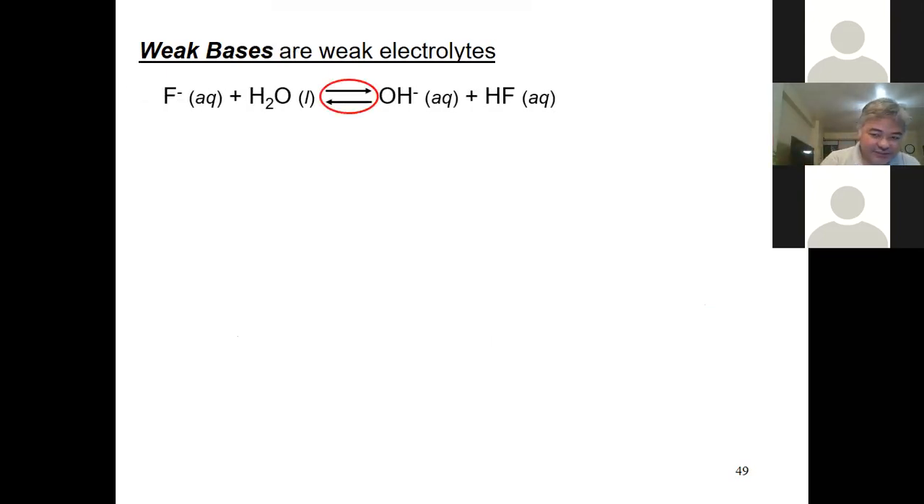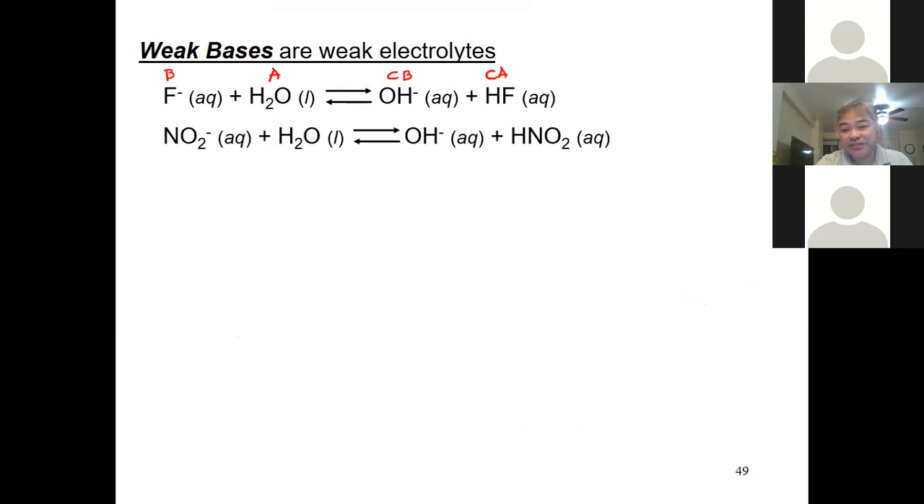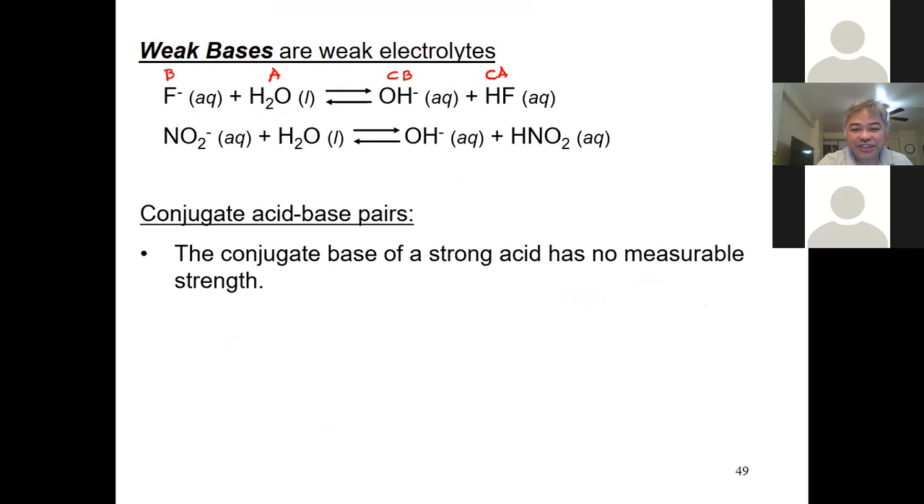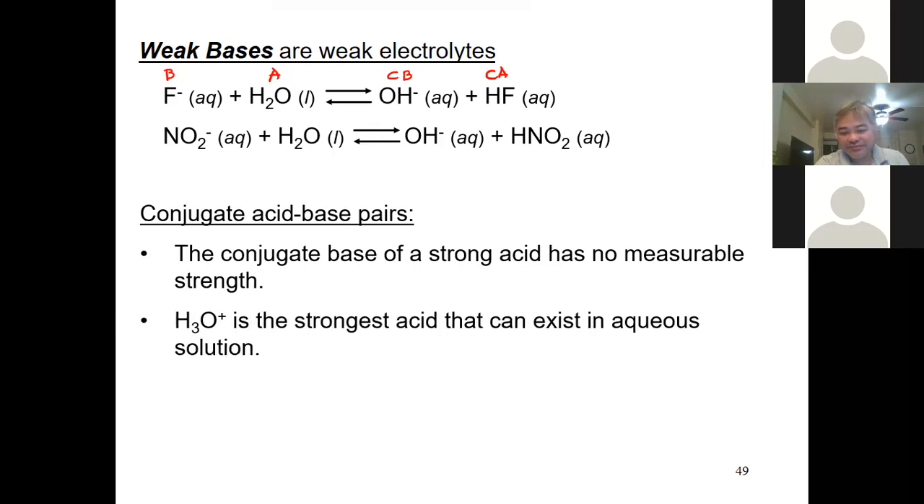So you can identify here which is the acid between the two. So this is the acid, this is the base. So this is the conjugate base, and this is the conjugate acid. Baka may tanong kayong ganun eh. Okay? So the thing that you can remember in the conjugate acid-base pair, the conjugate base of a strong acid has no measurable strength. So kapag one direction ka lang, yung conjugate base mo, wala. Mahina. And H3O plus is the strongest acid that can exist in aqueous solution.